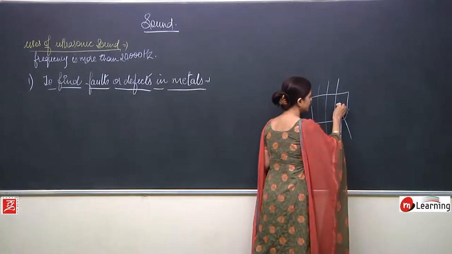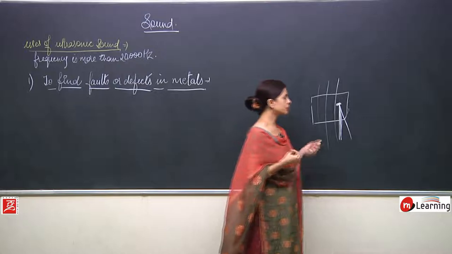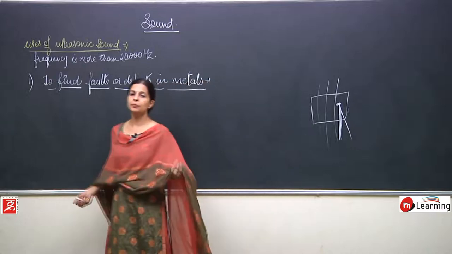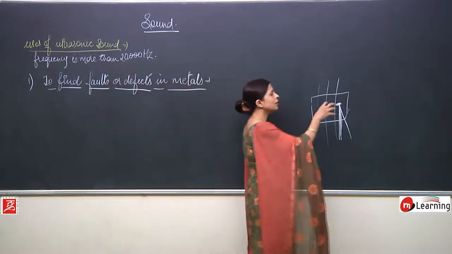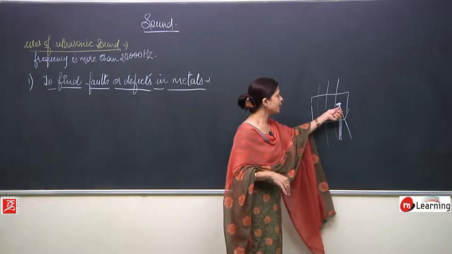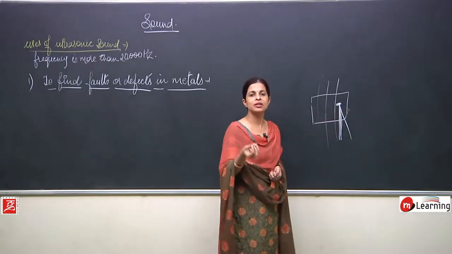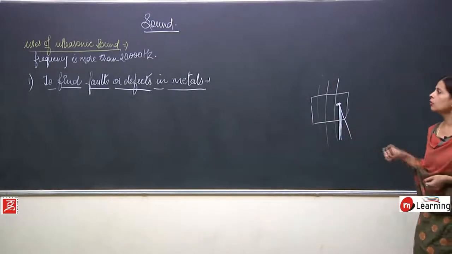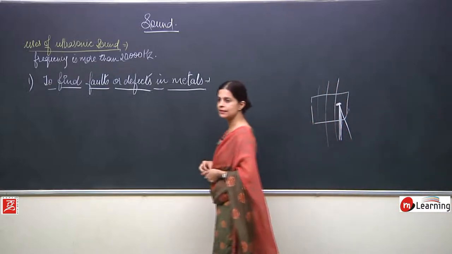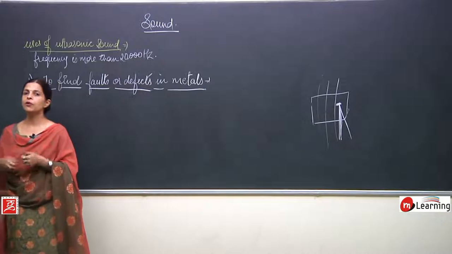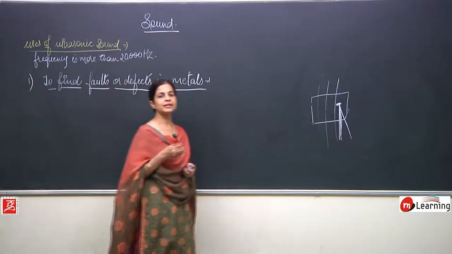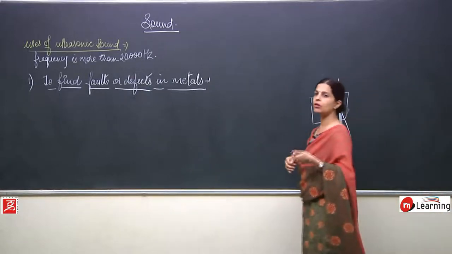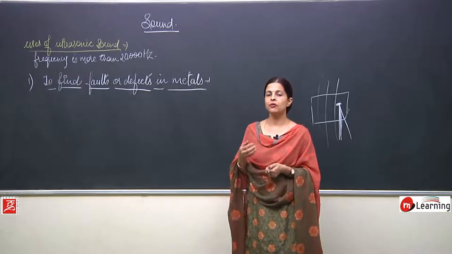So from the point where the ultrasonic sound gets reflected, one understands that something is wrong over here, maybe a crack or maybe a hole or something like that. So this is how the faults in metals are detected. Before using the metals, such an examination is always done, so that the metal used to make bridges, different articles or buildings can be of good quality.